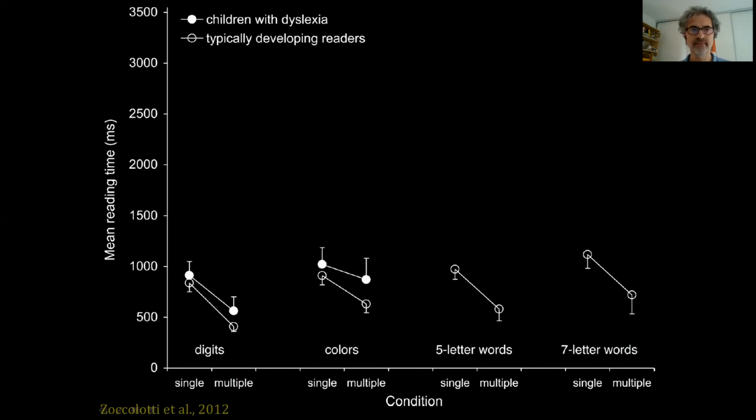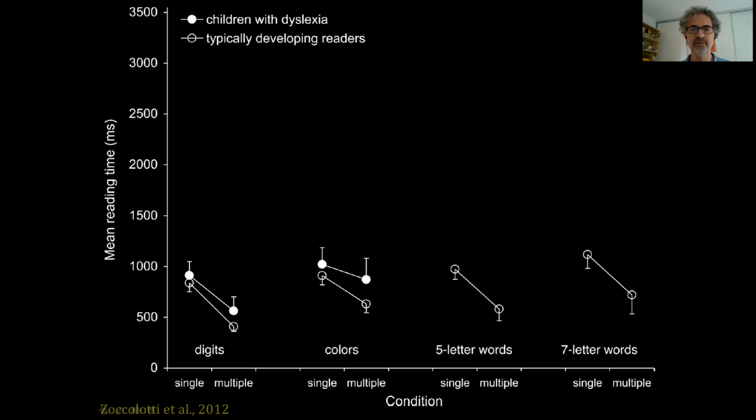So we see that for typically developing readers, serial naming is always faster. They need less time, less reading time per item. For children with dyslexia, they need less time for serial than discrete naming of digits and for serial than discrete naming of colors, maybe with less difference from discrete than the typically developing readers.